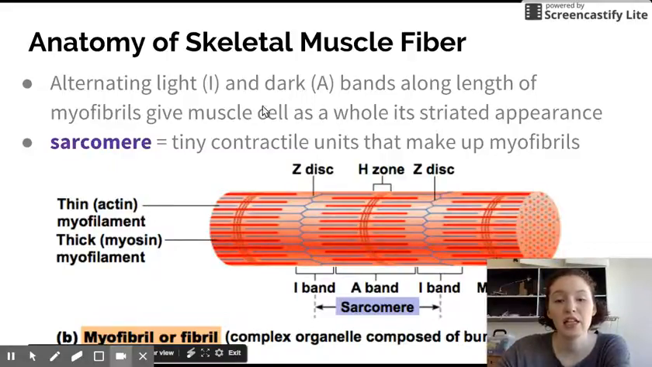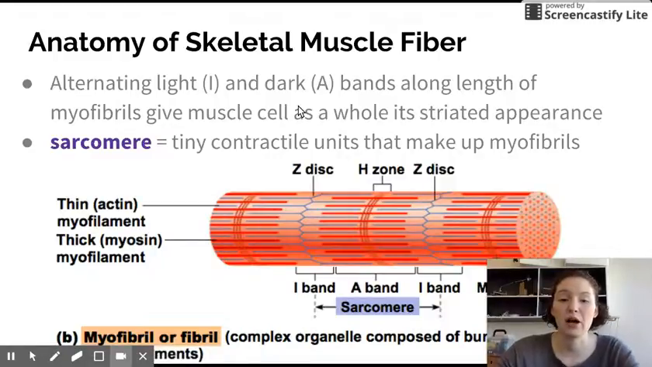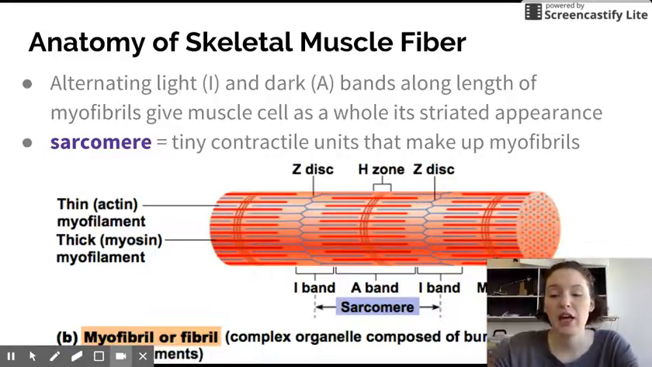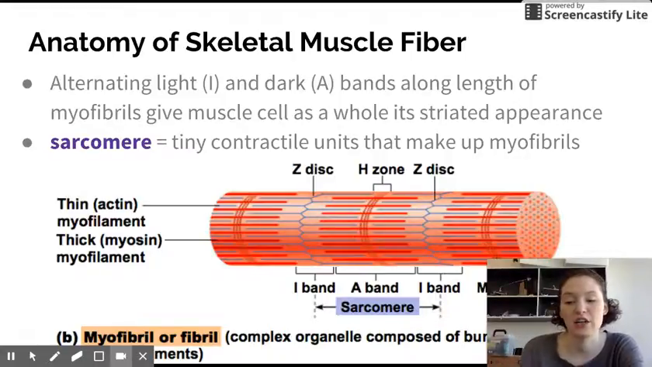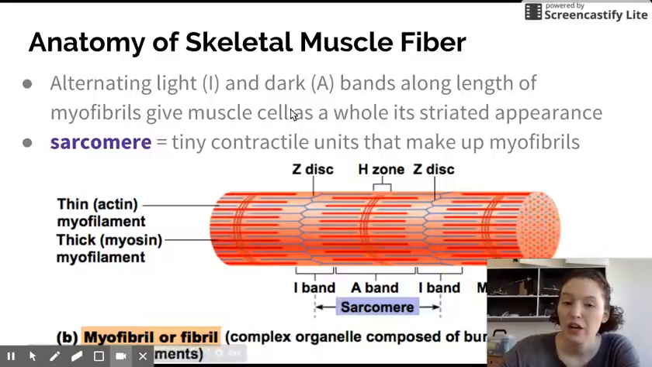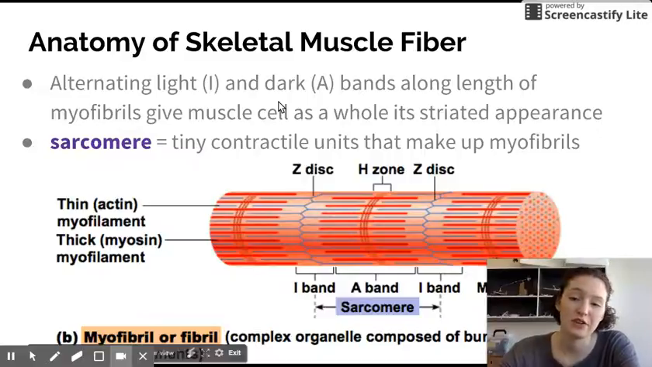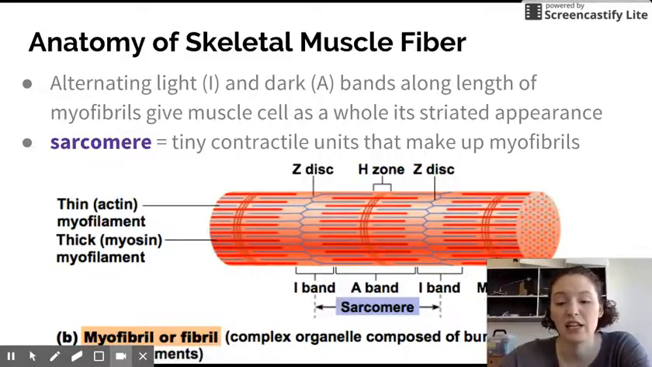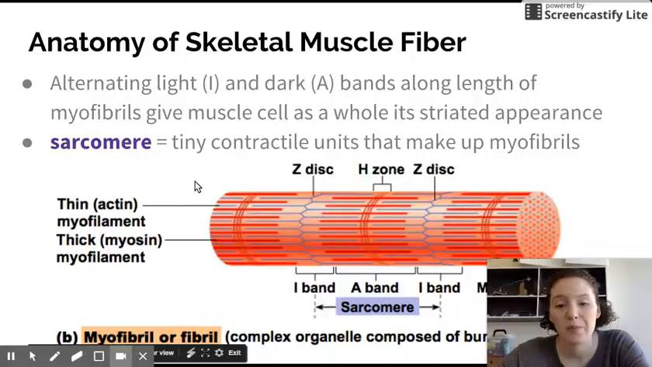And you see these alternating light and dark bands along the length of the myofibrils. And that gives it the striated appearance. You have light, dark, light, dark, light, dark, gives this banding pattern that we refer to as the striated appearance. Light and dark, we call them I and A bands. Think second letter of each of those words. I is the second letter of light, A is the second letter of dark. So that's giving it the light and dark appearance. And a sarcomere is going to be a whole contractile unit here from one Z disc to another Z disc.